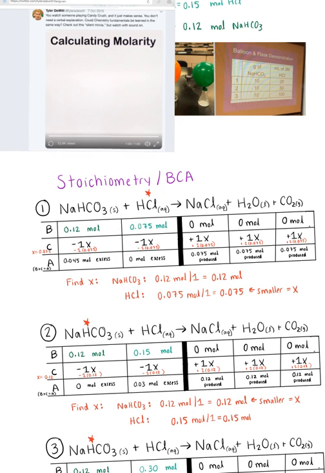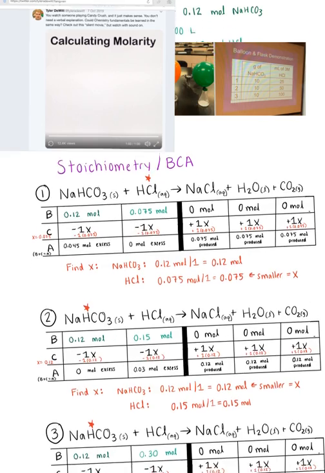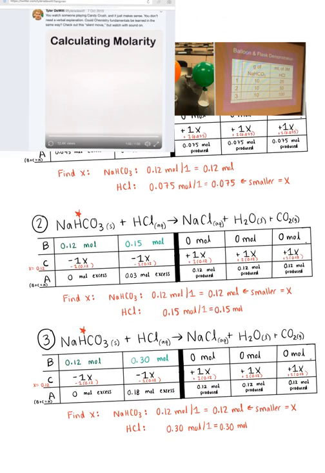To find my A box, I take B minus C, or B plus C to get A. So 0.12 minus this guy gives me how much leftover there is. This guy minus this guy is 0. 0 plus 0.075, right? And I have how much was produced. I'm going to do that same process for each table. Really, the only thing that is changing is the amount here.